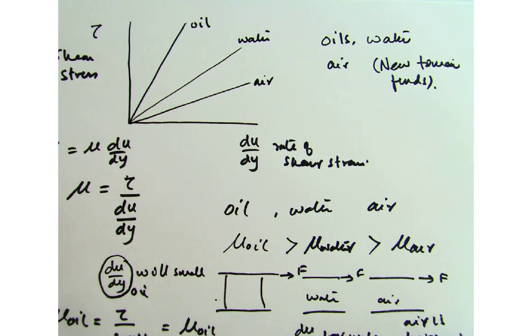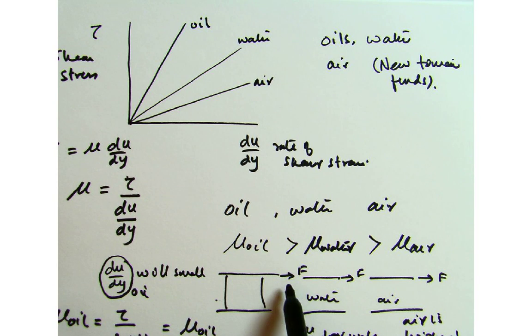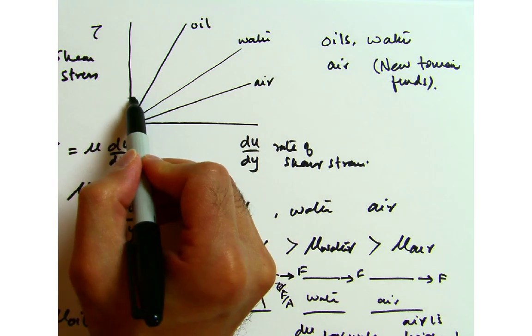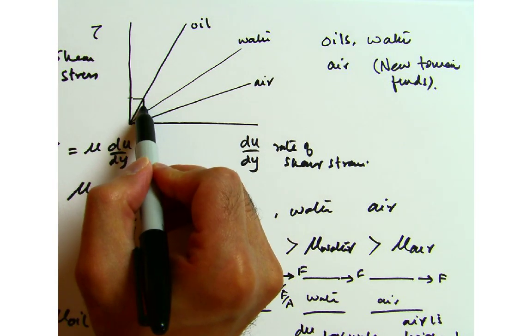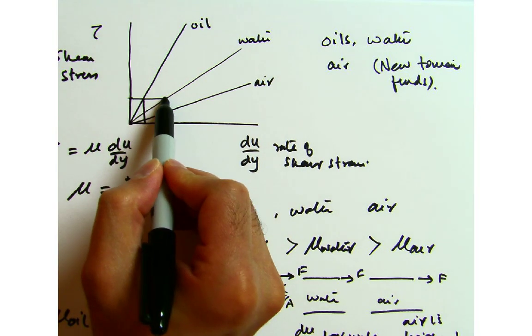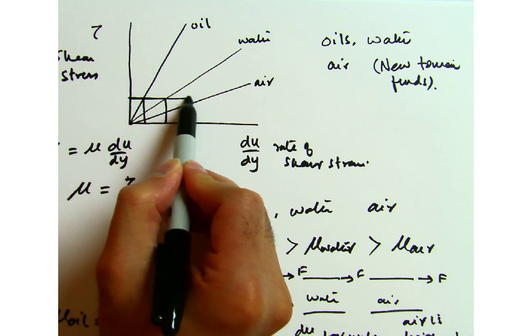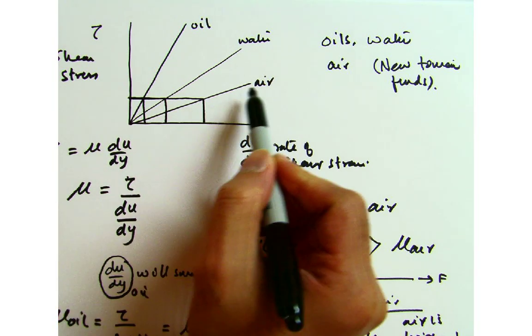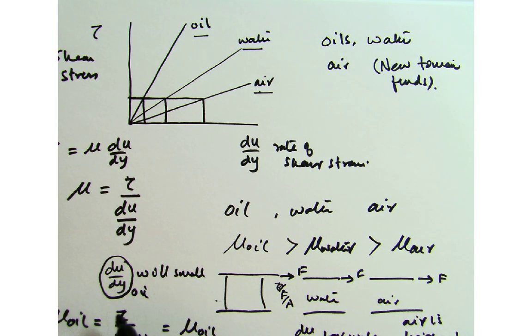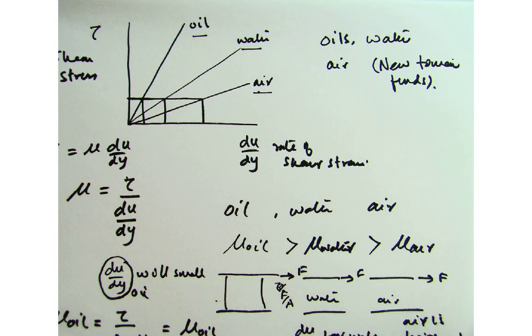The idea is that for the same shear stress, where shear stress is force over the area, oil will give you the least rate of shear strain, water will give you more, and air will provide you with the least resistance. So this is for the air, this is for the water, and this is for the oil. We found this out from the definition of the viscosity. So this is the case when we have a Newtonian fluid.